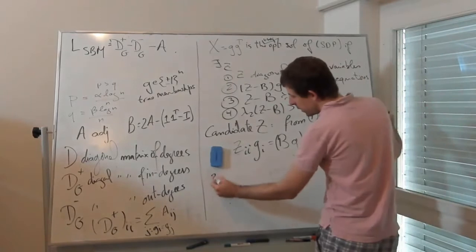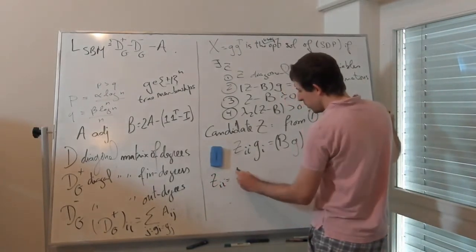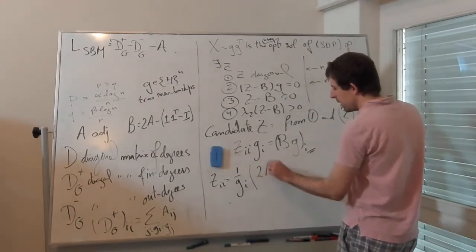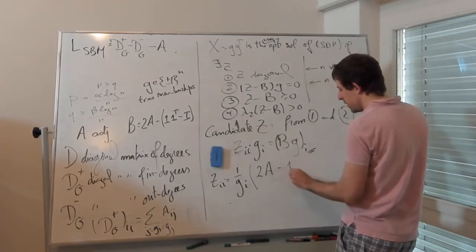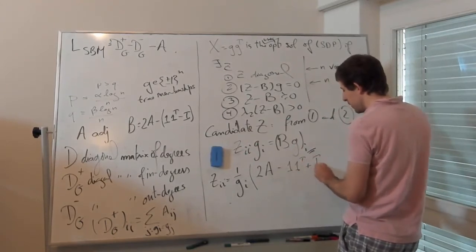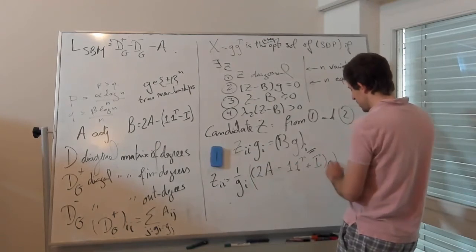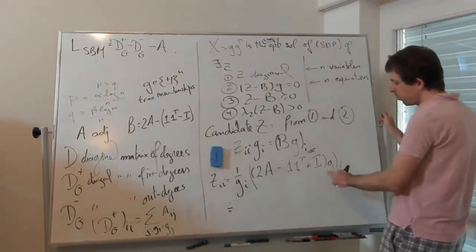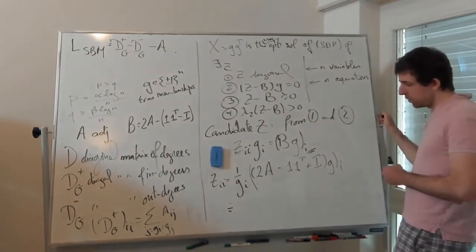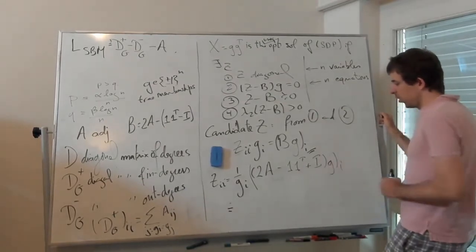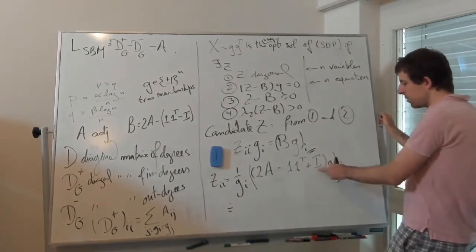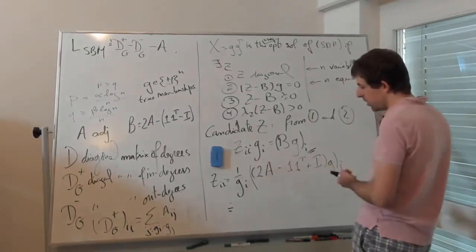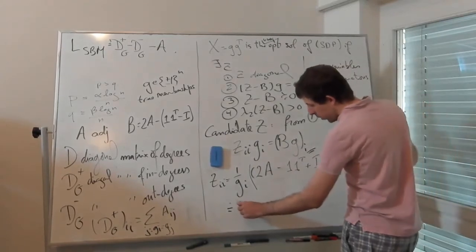So what is Z now? We get that Z_ii is equal to 1 over g_i times, and now what is this? This is 2A, I'm just writing that decomposition, minus 1 transpose plus identity, times g, entry i. Well, let's see if we can understand better what this is. So 1 transpose times g is 0, because g is balanced, so it's orthogonal to the whole ones vector. The identity times g is just g_i. So we get 1 over g_i times g_i is just 1.